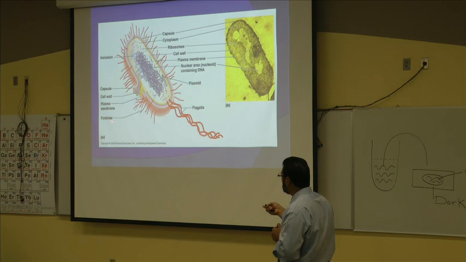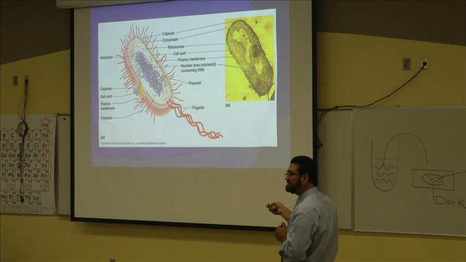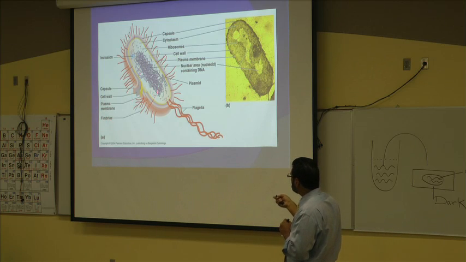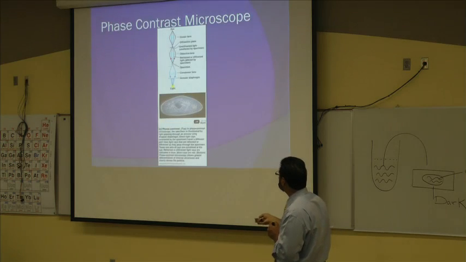Those hair-like structures are fimbriae. Remember, please, no bacteria have cilia. No bacteria have cilia. All right, so let's move on to the next one.